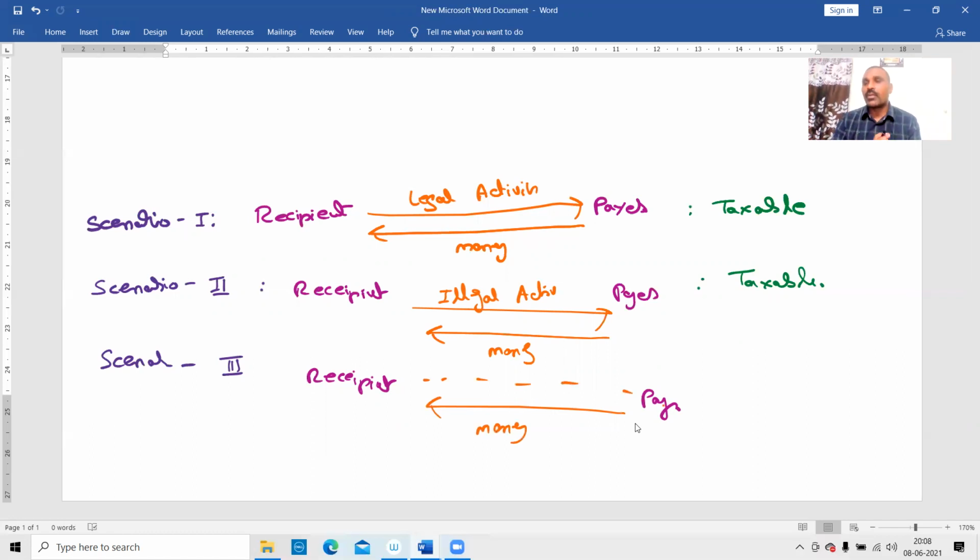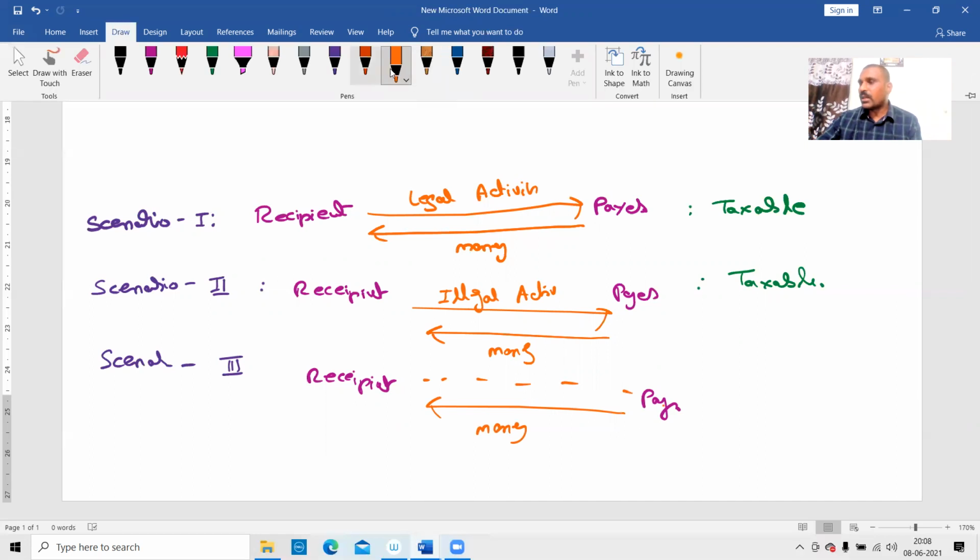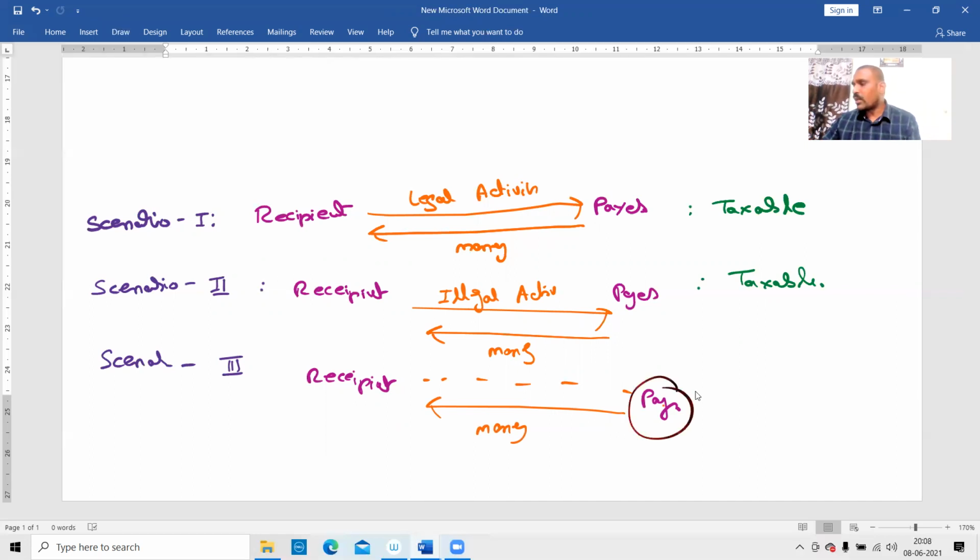That is called a voluntary payment. So this person has paid voluntarily. Whether that voluntary payment is taxable to me? Yes, it is taxable. Whether that voluntary payment is taxable to me, that is the point.